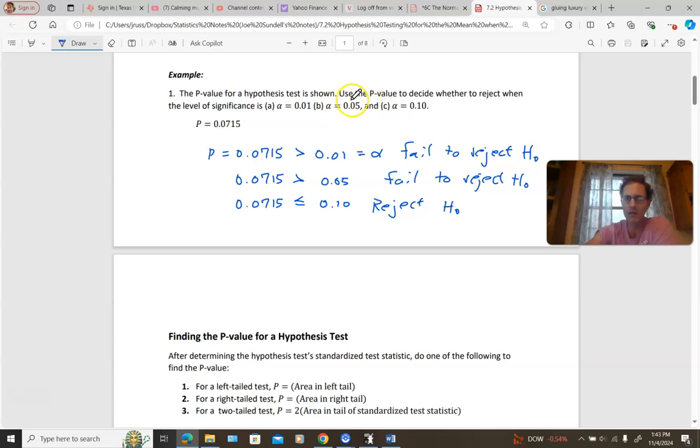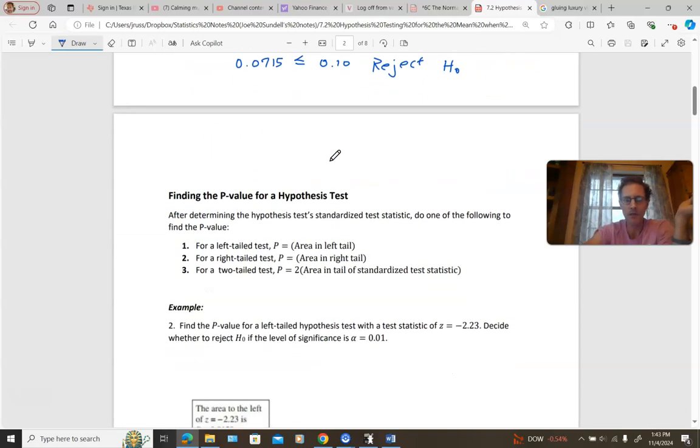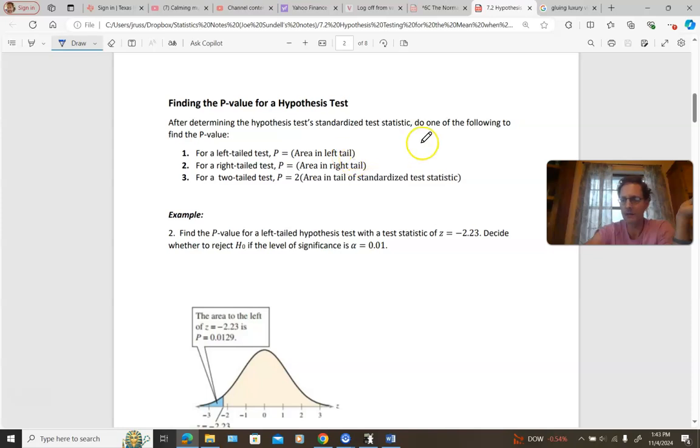But what you're saying here is that if you reject your null hypothesis, there's a 5% chance that you're wrong, essentially. All right, so let's look at how we actually find the p-value.